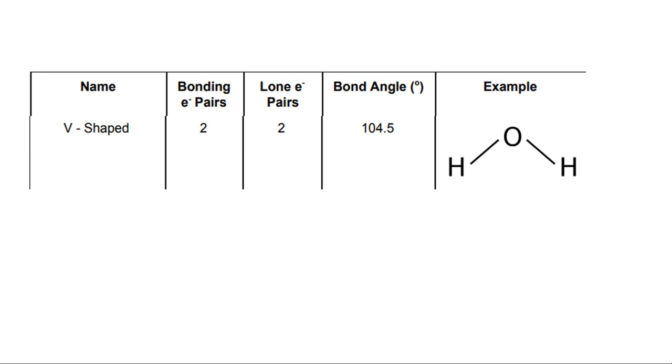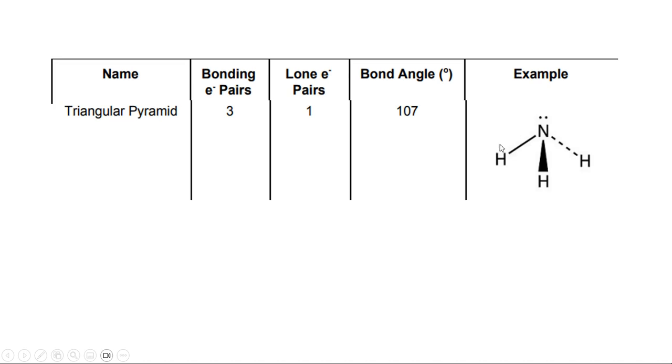V shape: two bonding pairs, two lone pairs, and a bond angle of 104.5. I know this picture doesn't show it, but obviously there are two lone pairs on the oxygen there. That's what creates that V shape. Imagine those two lone pairs repel the bonding pairs even more, so the bond angle is 104.5. There are two lone pairs on the oxygen here.